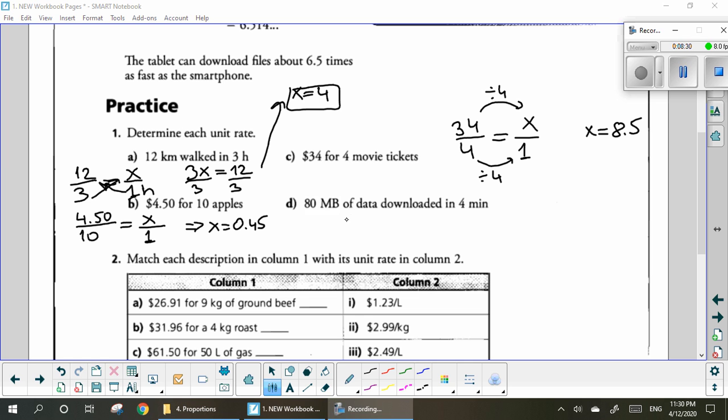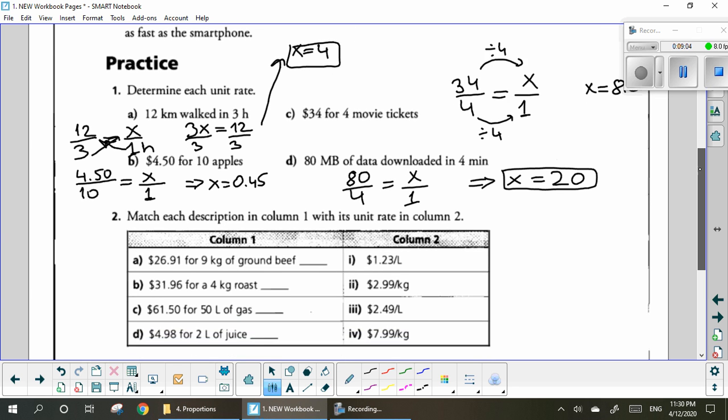And again, we're going to set it up just like we did before, 80 over 4. And because we're looking at unit rate, this is going to be our 1 minute, and we're missing the variable here. I'm not going to cross multiply again. If you remember, the easiest way was just to divide 80 divided by 4. And so in this case, x is going to be 20. So that means our downloading speed is 20 megabytes per minute. So that's really what we're looking at here.